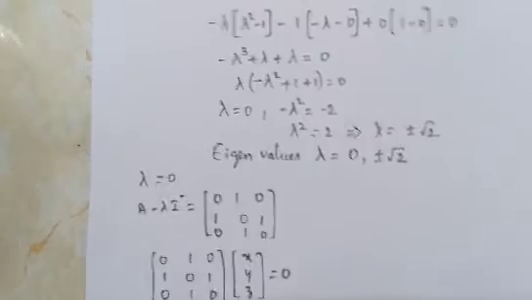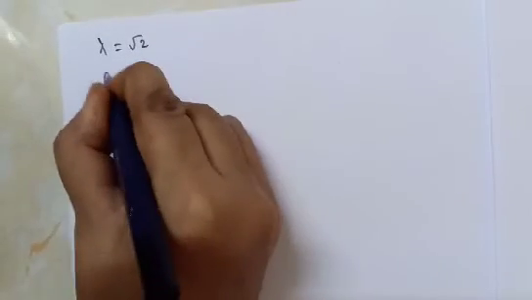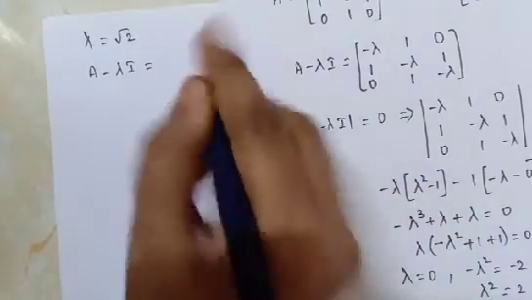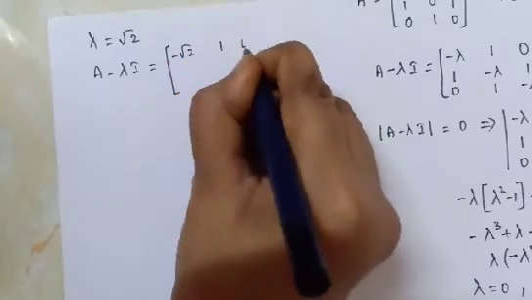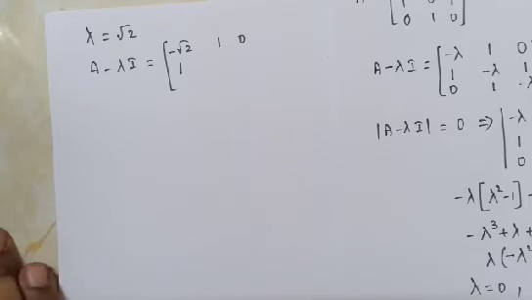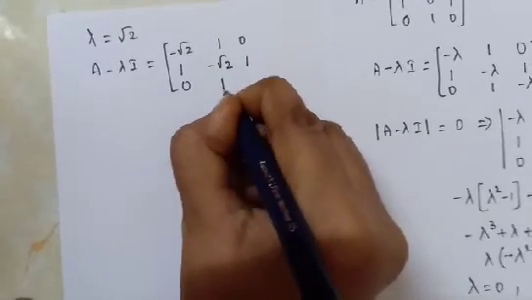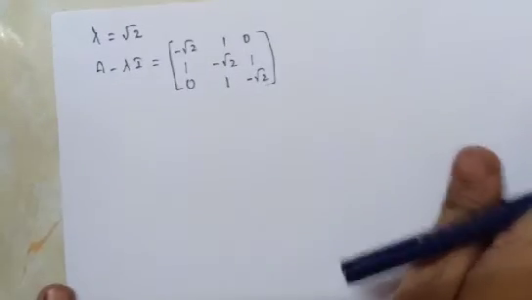Then next we'll substitute another value of lambda, that is lambda is equal to root 2, then find out what is the other eigenvector. Okay, substitute lambda is equal to root 2, then our A minus lambda I matrix will be equal to minus root 2, 1, 0; 1, minus root 2, 1; 0, 1, minus root 2. Then we'll find out the eigenvector.